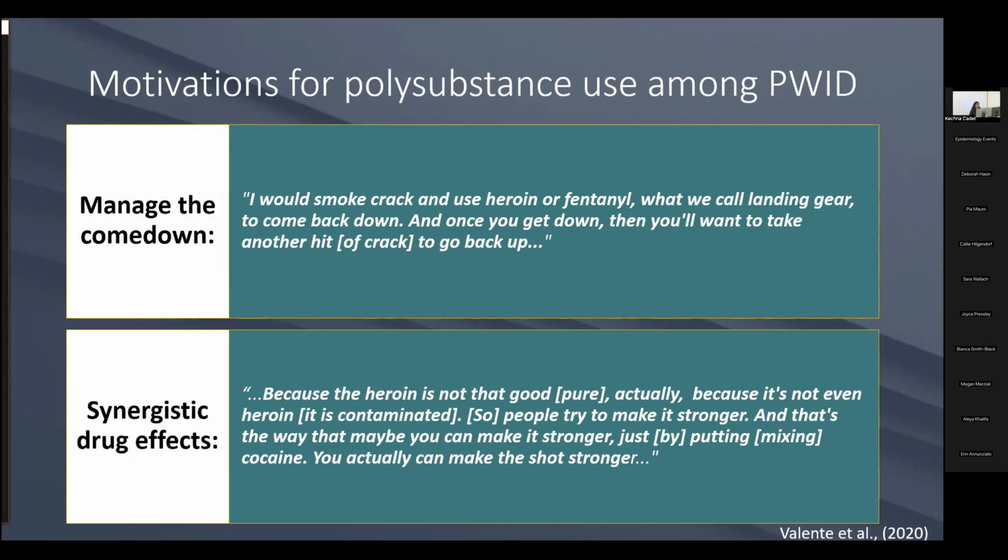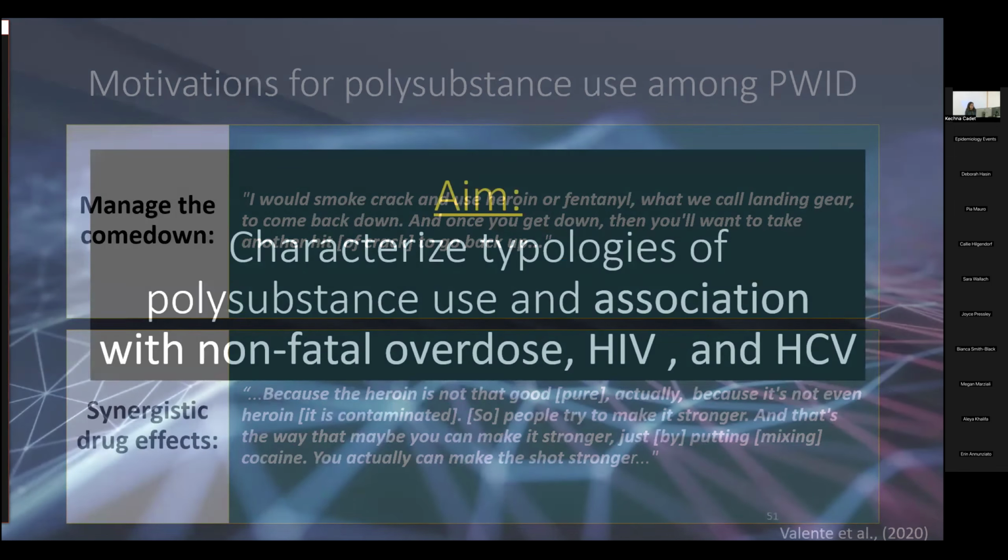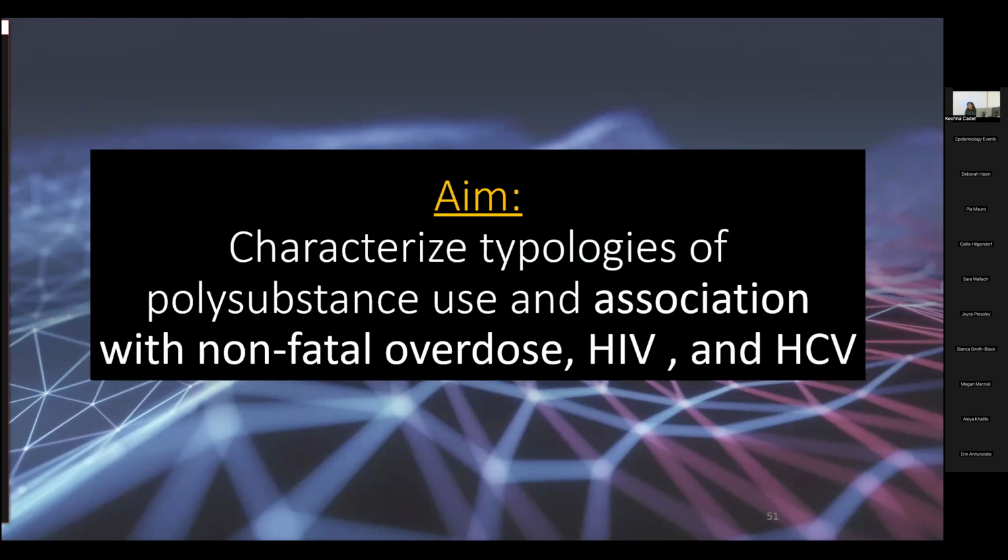And that's one way that maybe you can make it stronger. Just by putting or mixing cocaine, you can actually make the shot stronger. And so we really wanted to characterize the typologies of polysubstance use and see how different profiles were associated with maybe increased risk of non-fatal overdose, HIV, and HCV.